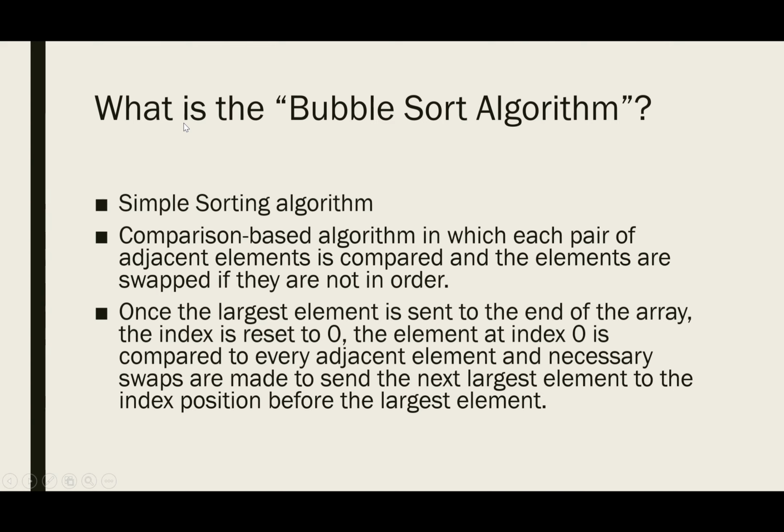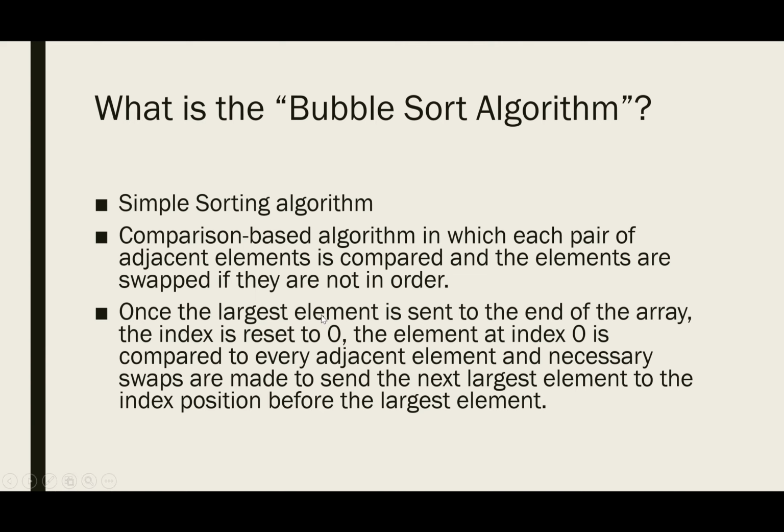A bubble sort algorithm is a simple sorting algorithm. So if you have a collection of numbers that are out of order, this algorithm sorts them for you. Now, it is a comparison-based algorithm, which means that it compares every element to its adjacent element, to its next element. So if you have an element at index 0, it will compare the element at index 0 to the element at index 1. And if the element at index 0 is greater than the element at index 1, a swap is going to happen.